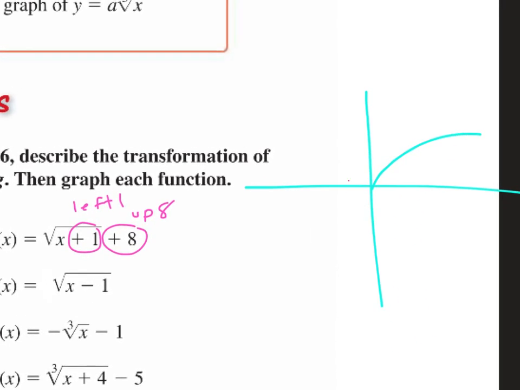So we are going to go to the left 1. So we take this point, move it to the left 1, and move it up 8. Put our new point there, and our new graph goes this way. So describing our transformation, we just say it goes to the left 1 and up 8. And then this is our graph of our new function, g of x.